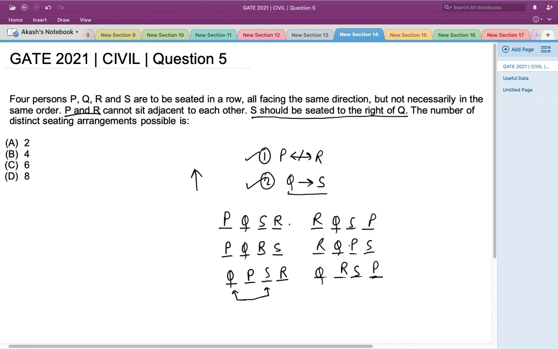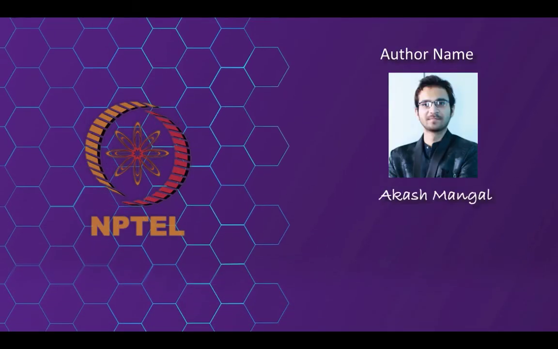Now, I determined that all these combinations are in line with the first condition, and using those combinations, I determined the second condition, filtering those results. Hence, the number of arrangements I am getting is 6. Hence, option C, 6 is our right answer. Thank you.